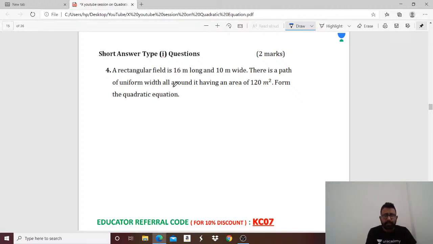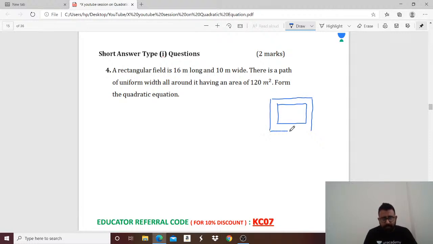Now in two markers: a rectangular field is 16 meter long, 10 meter wide. There is a path of uniform width all around it having an area of 120 meter square. Form the quadratic equation. So what it says, there is a rectangular field. Suppose this is the rectangle. Let's say there is a path of uniform width all around it, right? So there is a path all around it.